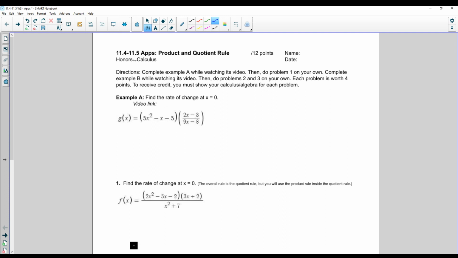Now this one's going to challenge you. This is going to be tough because we have the product rule. We have a polynomial here multiplied by this rational function here. So we have the product rule, a function times a function. But inside of this product rule, we are going to have a quotient rule.